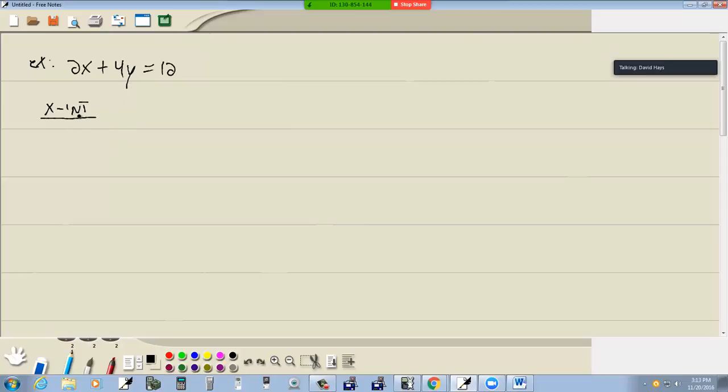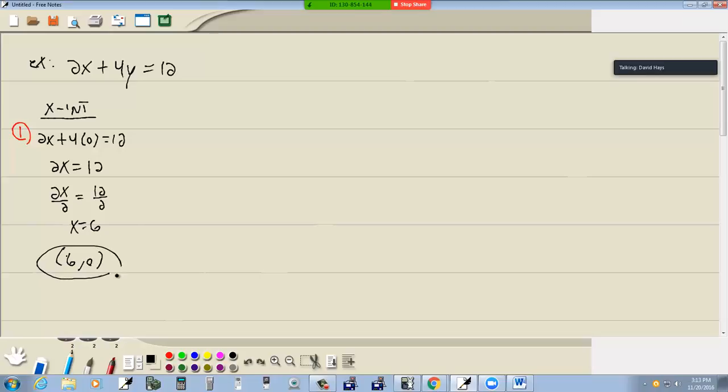So here, to find the x-intercept, our first step, we're going to plug 0 in for y. So we got 2x plus 4 times 0 is equal to 12. 4 times 0 drops away. We got 2x equals 12. Divide both sides by 2. And you get x is equal to 6. So this point here would be (6, 0).